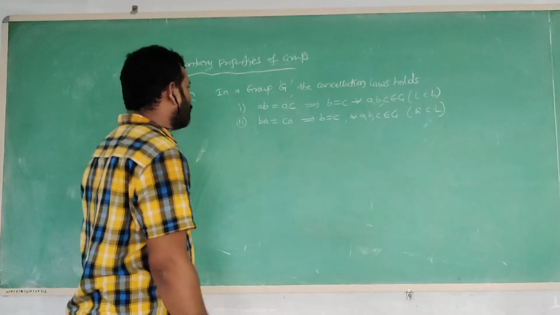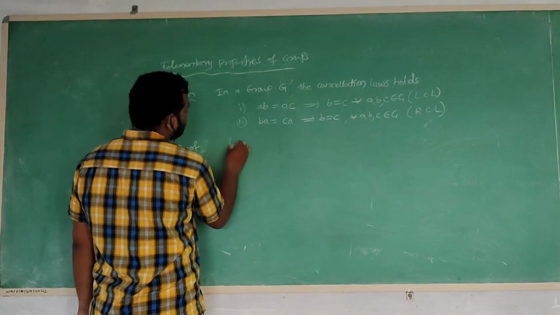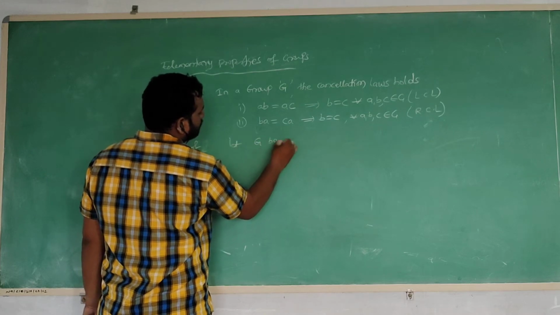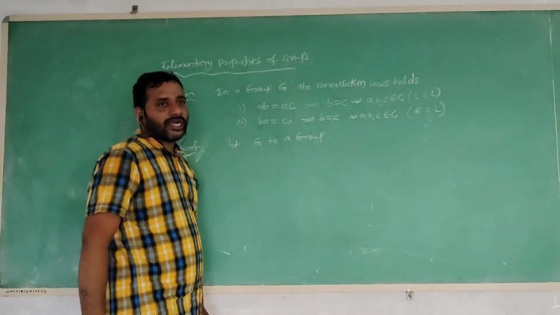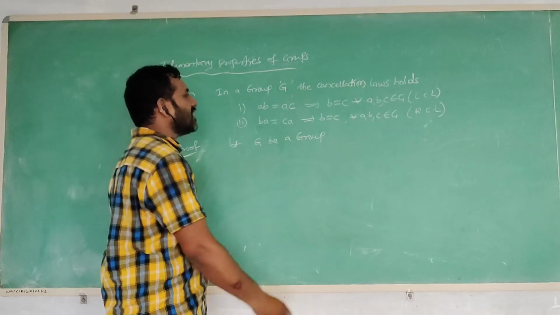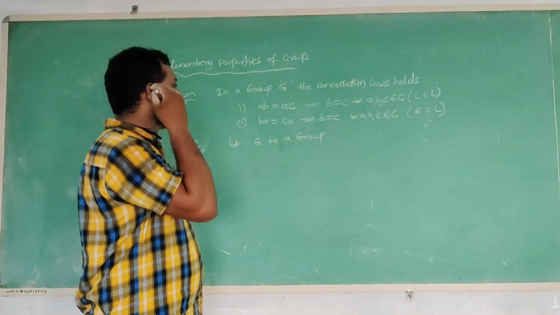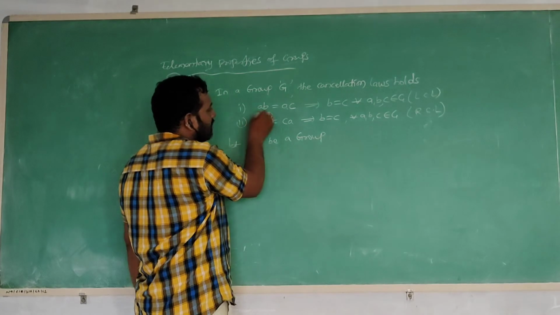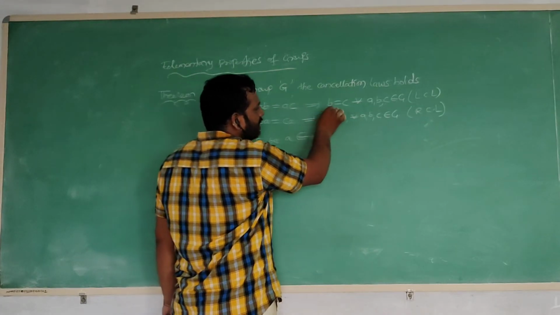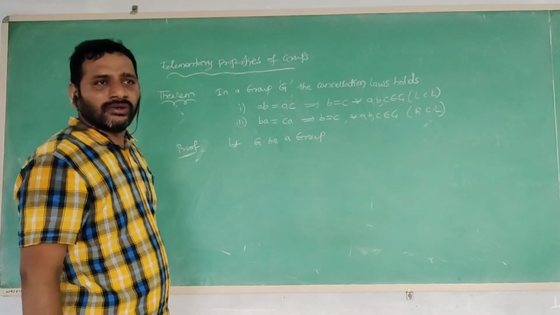Okay, now let us prove it. Let G be a group. Now I want to prove that the cancellation laws hold in G. What are the cancellation laws? First one, the left cancellation law. I want to prove that AB equals AC implies B equals C for all A, B, C belonging to G.